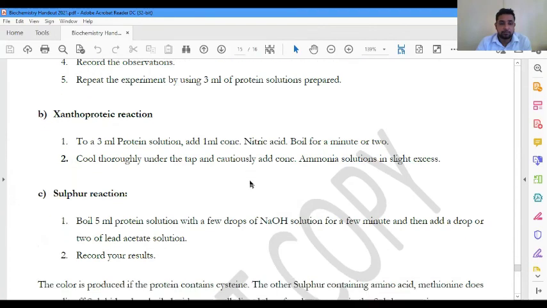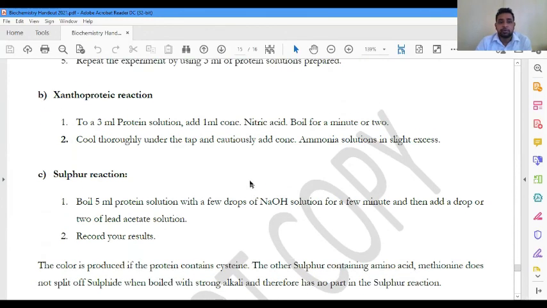Okay, then xanthoproteic test. Xanthoproteic test will give an orange, deep orange color solution when there are aromatic amino acids in the protein or in the amino acid solution. When there's aromatic amino acid like tyrosine, tryptophan, and phenylalanine, it can give positive results for xanthoproteic reaction. So sulfur reaction is basically to identify amino acids which have sulfur, particularly which have a terminal sulfur group. So there's a difference between methionine and cysteine. One has a terminal sulfur group, so we can identify that amino acid using sulfur reaction.